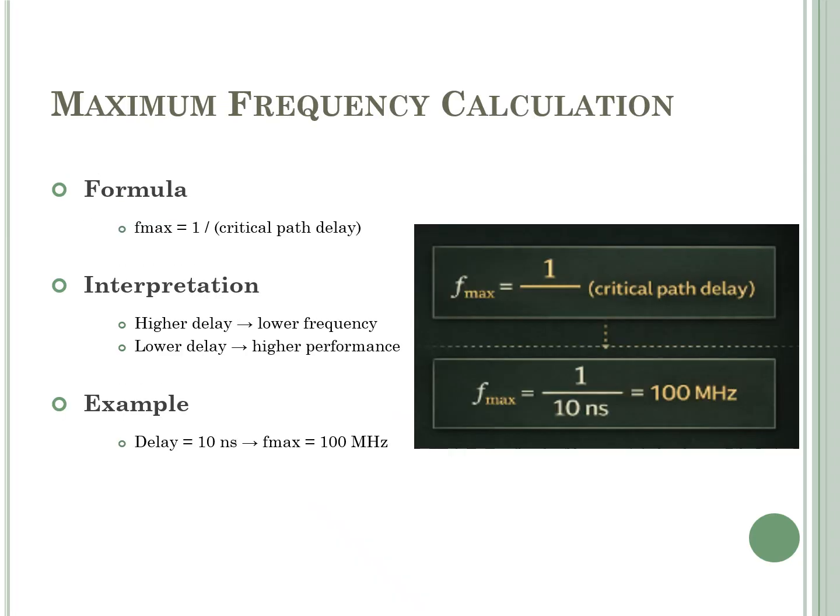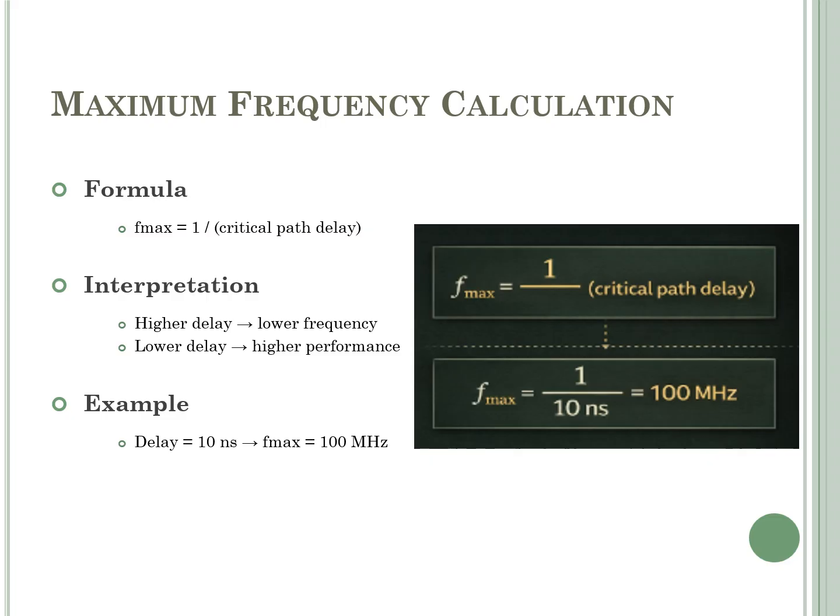In the previous slide, we understood the critical path, the longest delay path in the circuit. Now the big question is, how does this delay affect the speed of our system? To answer that, we calculate something called the maximum operating frequency. This tells us how fast the circuit can run safely. Maximum frequency is given by Fmax equals 1 divided by the critical path delay.